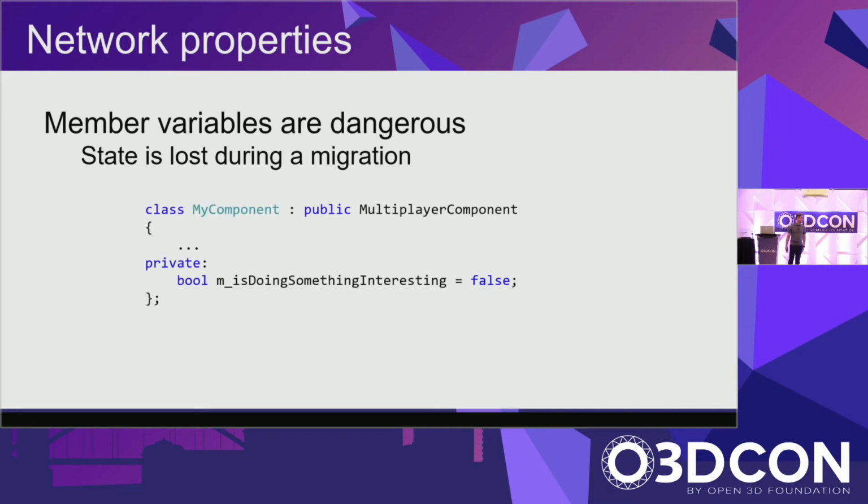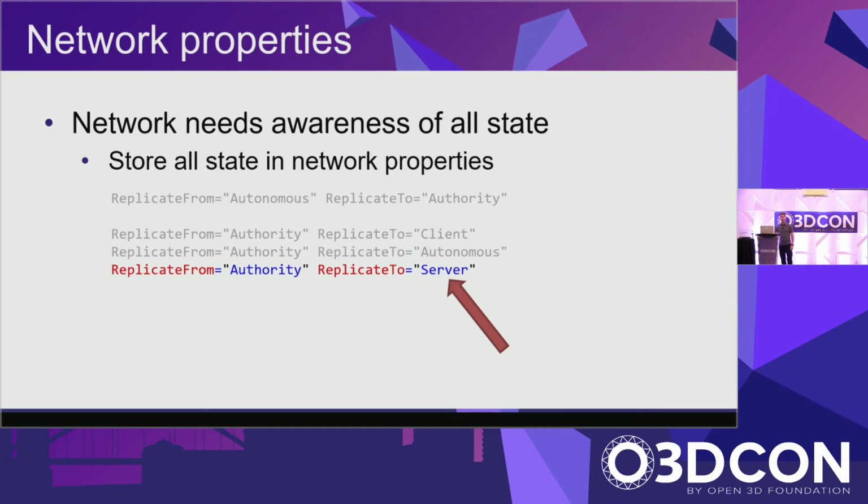Just as an example, you wouldn't actually write something like this, but I make my own component that inherits from a multiplayer component, and I add some local variable there, my Boolean doing something interesting. It's set to false. I'm playing around on my computer. I do something. That flag gets raised to true, and now my client is doing something very interesting. And now the server that I'm connected to crashes, and my game state migrates. The network had no idea that you set that flag to true. It's not in a network property. And so it's going to get reset to false as soon as you migrate, and obviously you're not going to behave properly. So we've got the solution for that, and that's these authoritative to server network properties.